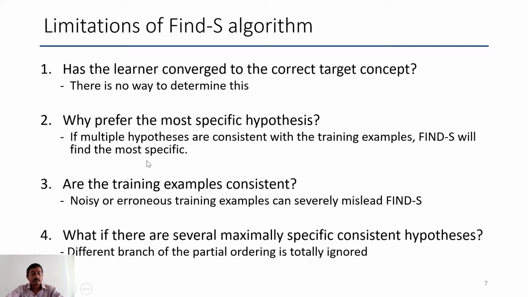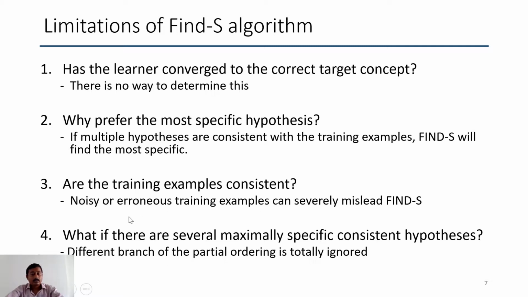The third question is, are the training examples consistent? The Find-S algorithm is greatly dependent on the training examples. Noisy or erroneous training examples can severely mislead the Find-S algorithm.